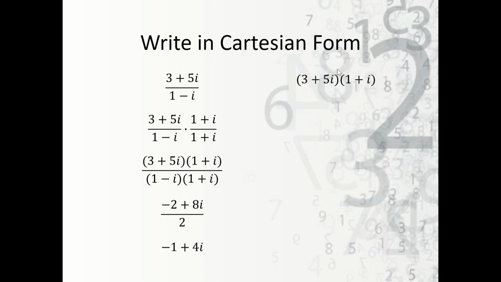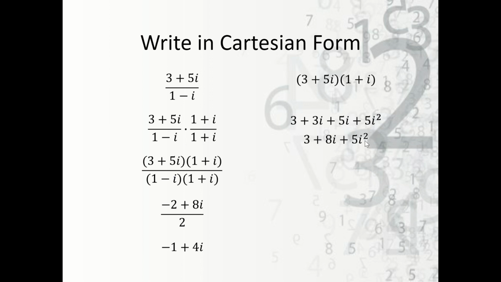Then we get 5i times 1, and 5i times i. So we end up with 3 plus 3i plus 5i plus 5i squared. Well, now we just combine like terms. So we have 3 plus 5i plus 3i plus 5i squared. And we get 3 plus 8i plus 5i squared.